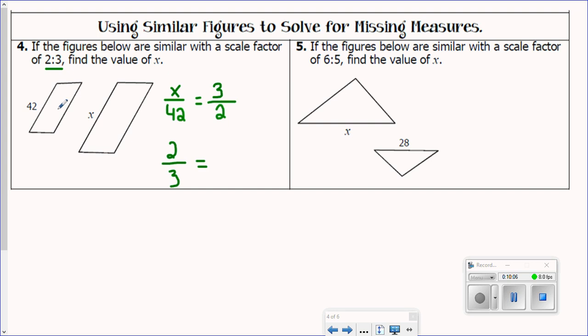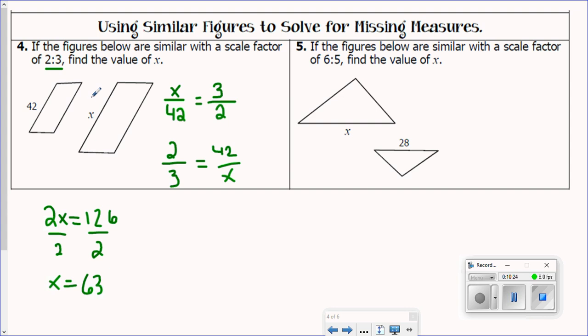And then you just have to match it up. 2 would be the smallest, so it would be 42 over x. Either proportion will work, and now we just cross multiply to solve. So once you set up your equation and solve, you should get x is 63. Always double check and make sure this actually makes sense. If you knew that this was the smaller figure and this was the bigger figure, make sure that number is bigger. Okay, so you go ahead and give it a try with question number 5.